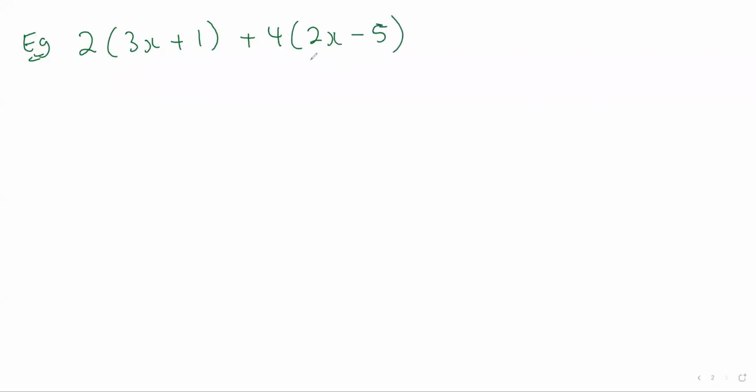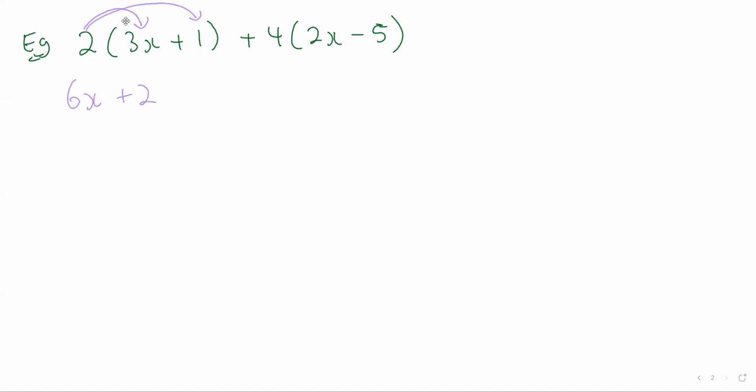Right, so again, we're going to apply the distributive law, but we see here that we are applying it for this piece and also for this piece here as well. Good. So looking at this first piece, 2 by 3x is 6x. 2 by 1 is 2. Good. Then we move on to the next piece.